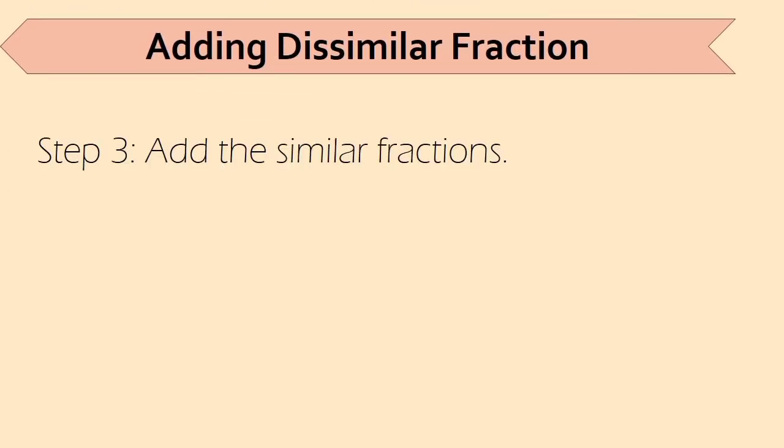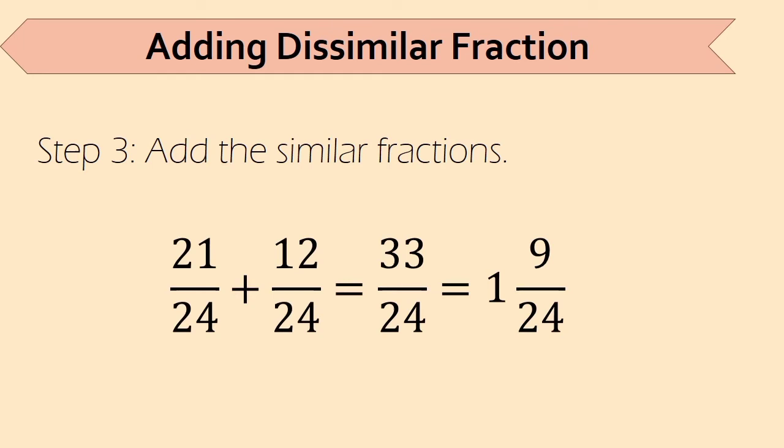Step 3, add the similar fractions. So 21 over 24 plus 12 over 24. So we are just going to copy our denominator, which is 24, and then add our numerators, which are 21 and 12. So 21 plus 12 equals 33. And then we are going to simplify our answer, since 33 over 24 is improper fraction. So we are going to change it into mixed fraction by dividing 33 by 24. So our answer is 1 and 9 over 24.